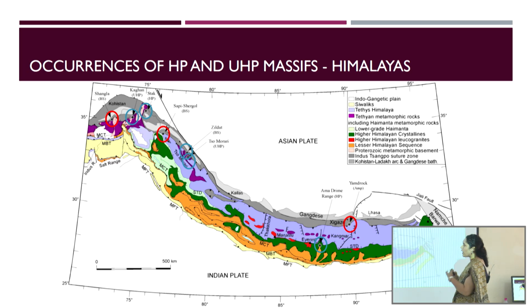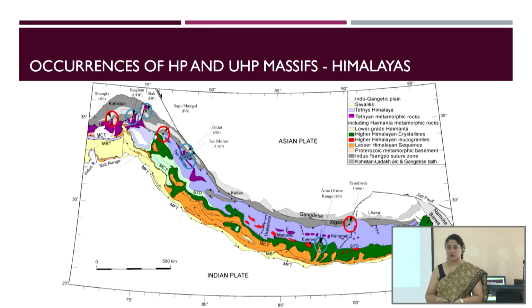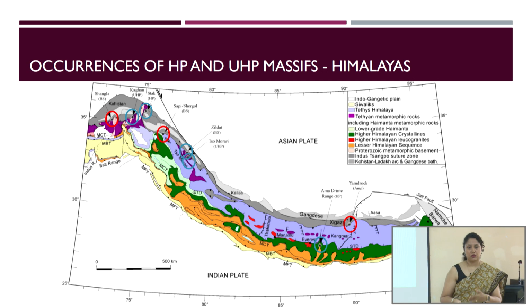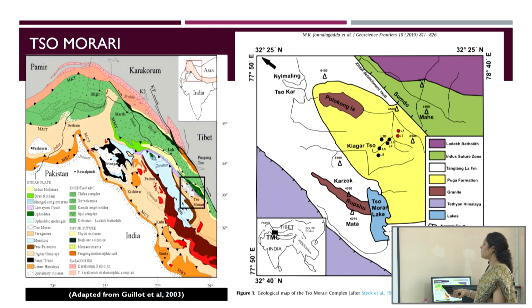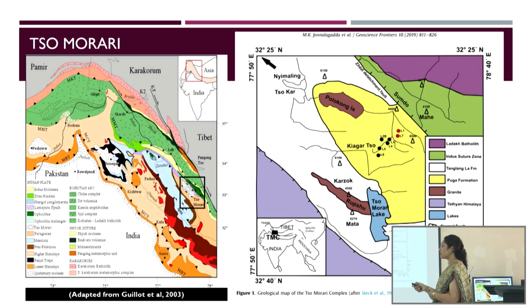So yes, we do have places where you do get high pressure rocks, primarily blueschist facies and sometimes eclogite facies, but the coesite has not been identified, so we do not put them under the UHP category. Okay. Coming to Somorari, we have looked at this map earlier.